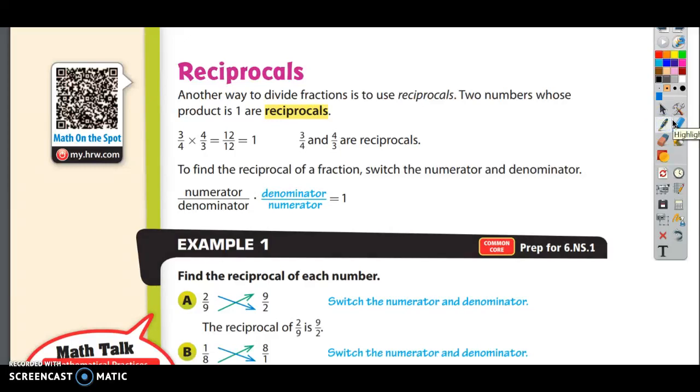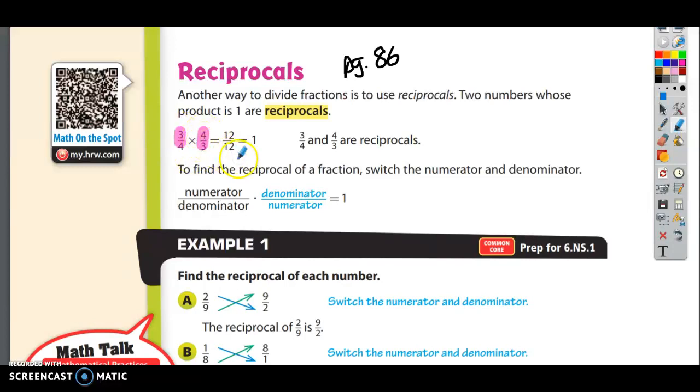This is page 86, and we are going to learn about reciprocals. Another way to divide fractions is to use reciprocals. Two numbers whose product is 1 are reciprocals. So let's show you what that looks like.